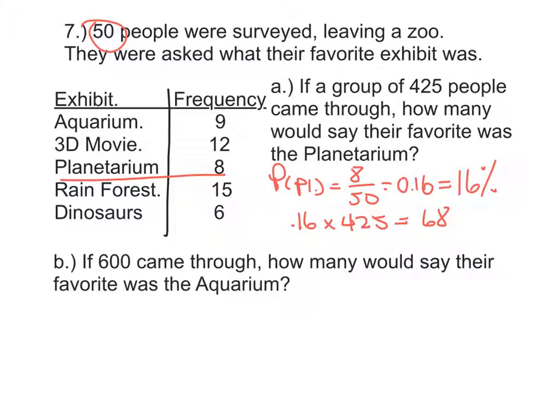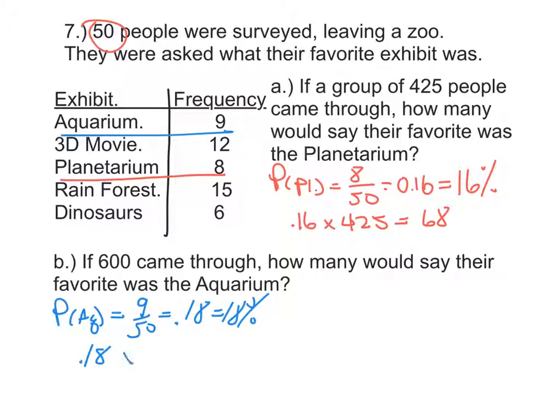So now if 600 came through, how many would say their favorite was the aquarium? Again, find the probability of the aquarium. So there were 9 people out of the 50 that said aquarium. You can divide that on your calculator and get 0.18, which is 18%. That means that 18%, 0.18, of the 600 people coming through would say aquarium. You can calculate that, and you'll find out the answer to be 108 people.